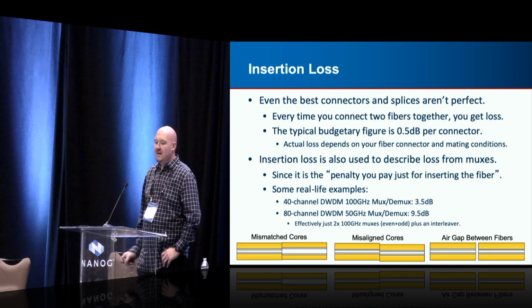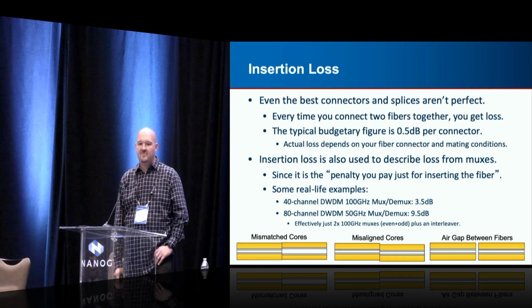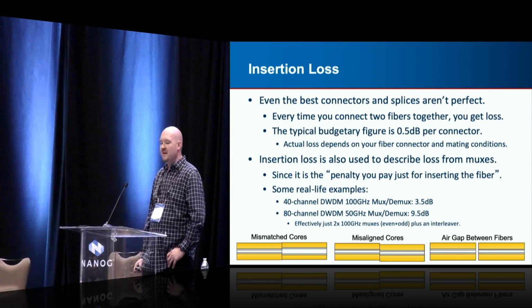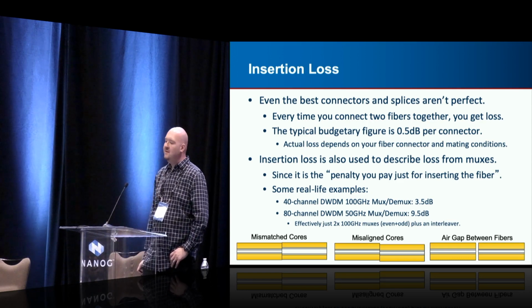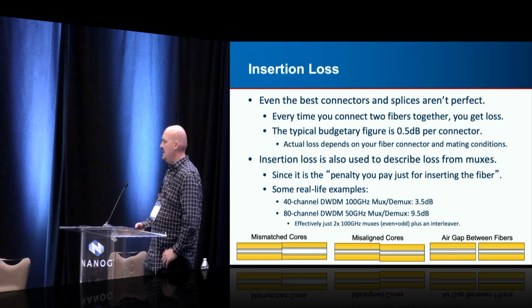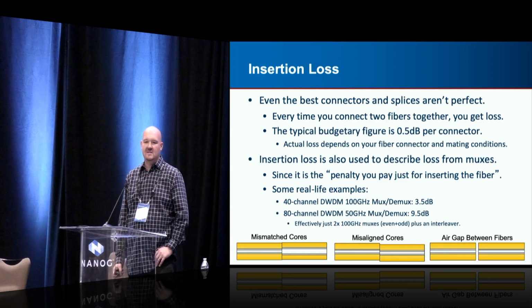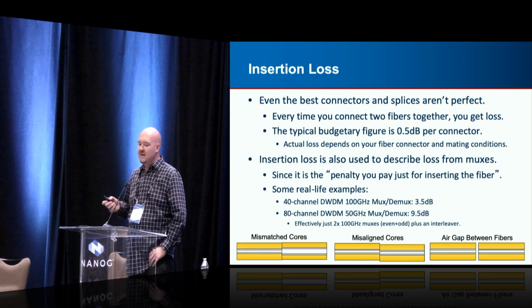Insertion loss. Even the best connectors and splices aren't perfect. So every time you connect two fibers together in any way, shape, or form, you're going to get loss. A typical budgetary figure will be 0.5 dB per connector, but the actual number will vary depending on the conditions, how clean the fiber is, and what the mating type connector is.